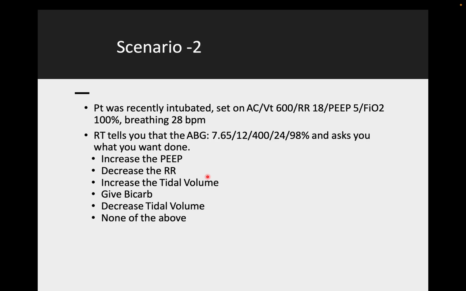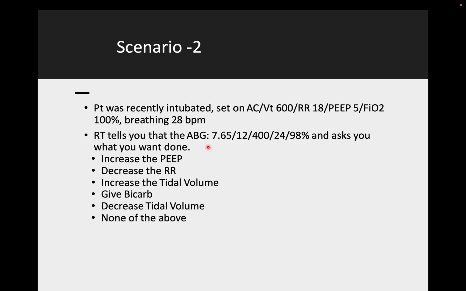Scenario 2. The patient was recently intubated and put on assist control. Tidal volume is 600 ml. Respiratory rate is 18. PEEP is 5. FiO2 is 100. Breathing rate is 28. Again the spontaneous breaths are more: if the set rate is 18 and breaths are more, that means spontaneous breaths are present.